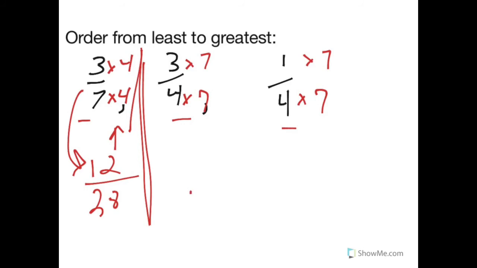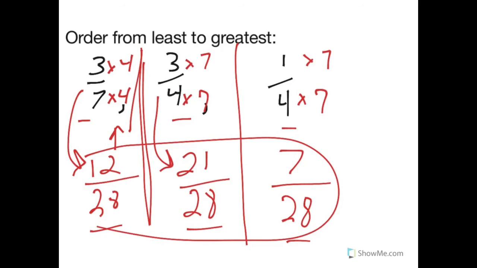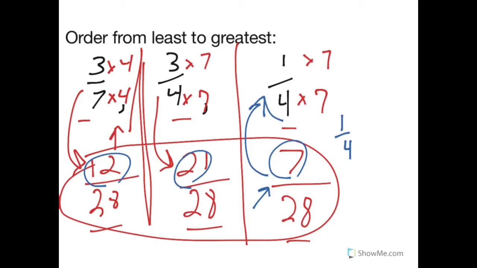Over here, 4 times 7, 28 again. That's the whole point, is to get the same denominator. 3 times 7 is 21. So 3/4 is equivalent to 21/28. And over here, 4 times 7, once again, is 28. So now I have all like denominators, and 1 times 7 is 7. So now that I have these three with like denominators, which one is the least? Well, is it going to be 12, 21, or 7? Of course, it's 7, so the least is 1/4, because 7/28 is equivalent to 1/4.